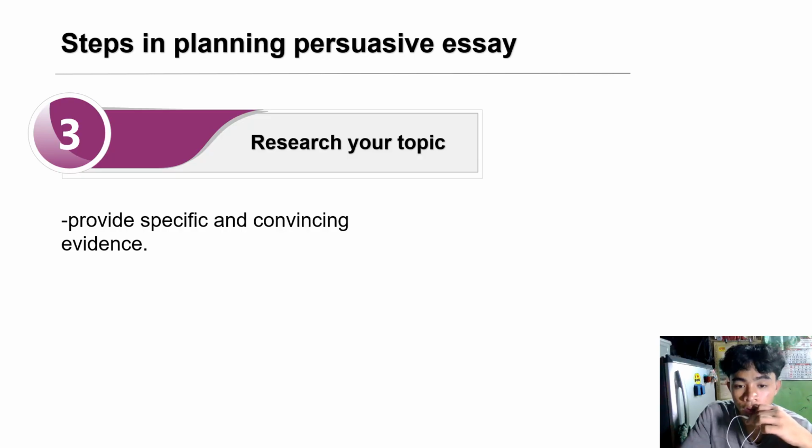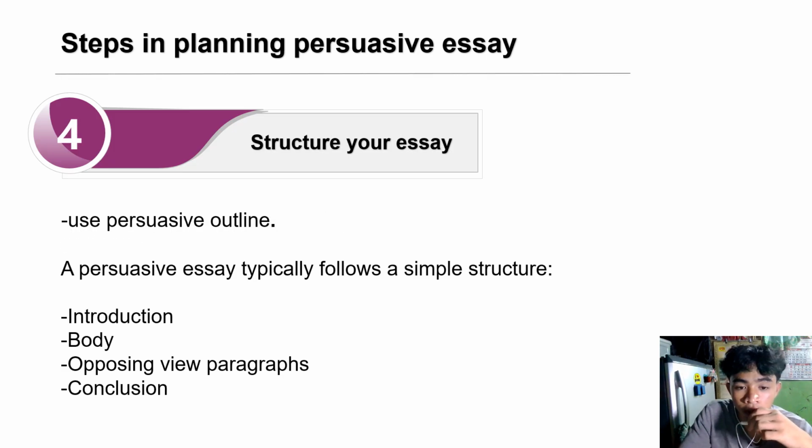So the third is research your topic. So provide specific and convincing evidence. Because when you have evidence, it is easier to make the audience believe you. So the last is structure your essay. So use a persuasive outline. A persuasive essay typically follows a simple structure. It is introduction, body, opposing view paragraph, and lastly, conclusion.